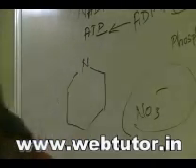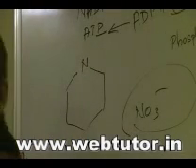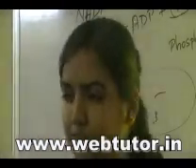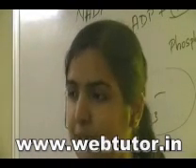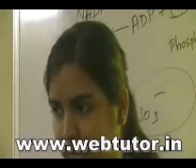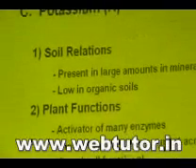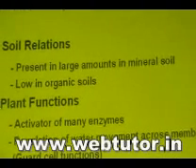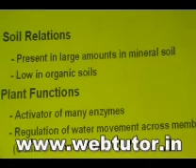Now coming to potassium. What is the main role of potassium? Opening and closing of stomata. If it is not present, the stomata will not be able to exchange hydrogen and potassium ions. Apart from that, potassium is normally present in large amounts, and it is freely present in the soil.